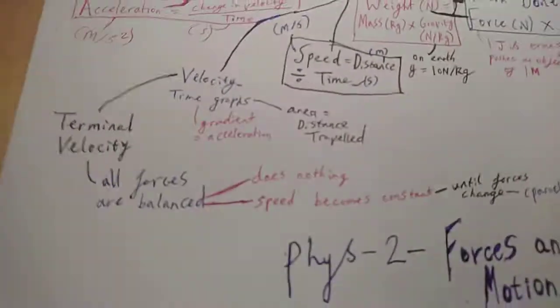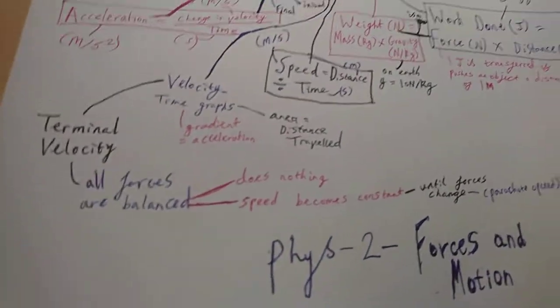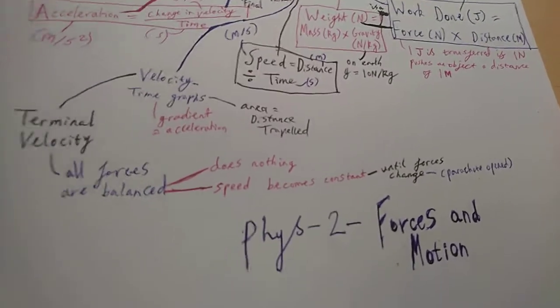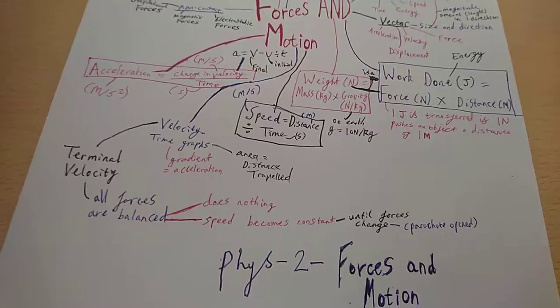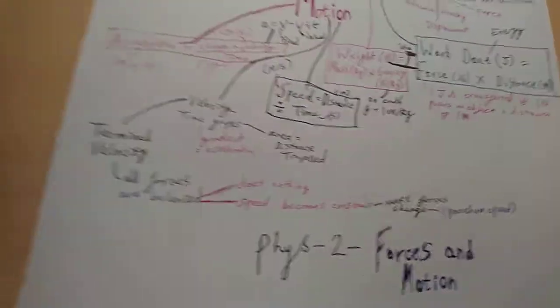Terminal velocity. This idea is Newton's first law, that if all forces are balanced, either the object stays at rest or the speed becomes constant if it's continuing moving. So that's all the equations I think you'll need, and that's the last bit there.